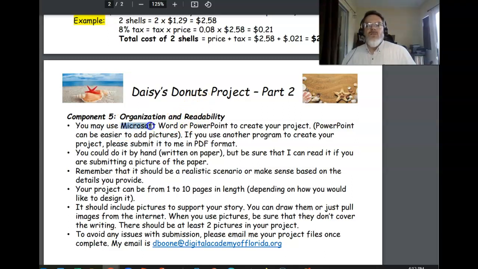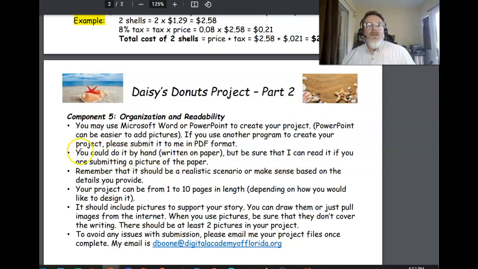So I suggest using either Microsoft Word or PowerPoint. If you are familiar with those, PowerPoint is a great way to make projects. You can add pictures and do things pretty easy in PowerPoint. It's a little more tricky in Word. If you want to use another program, that's fine. Just do me a favor when you send it to me, send it in a PDF format because PDF is acknowledged by all computers and I won't need any kind of special programs to open your document. And even if you use Word or PowerPoint, you can feel free to save it as a PDF and send it to me that way.